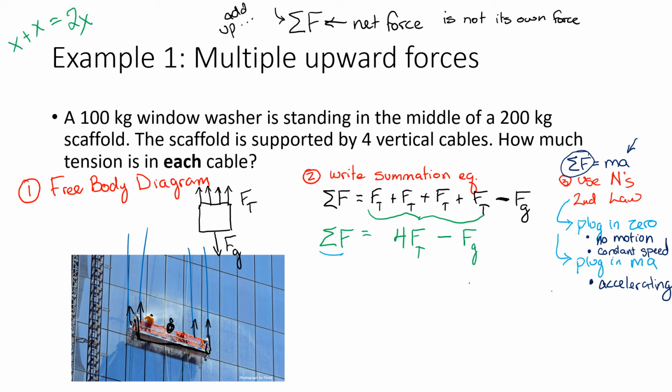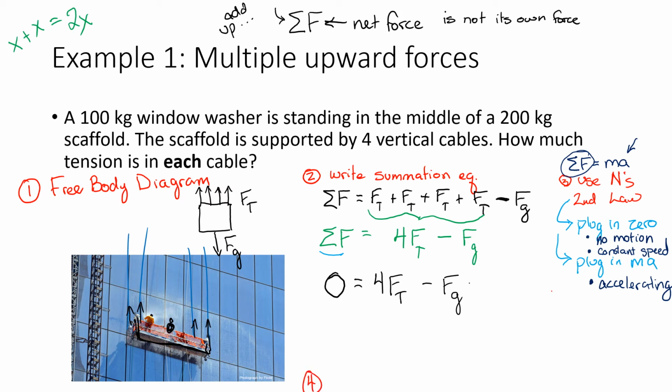The window washer is staying still, so that means we plug in 0 for the net force. Another thing to keep in mind is that when the net force is 0, we can say that the forces are balanced. So that tells us, well, I'm going to pause there. So kind of the fourth step that we need to take.